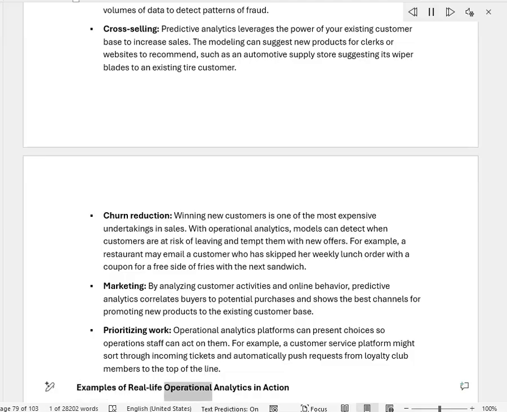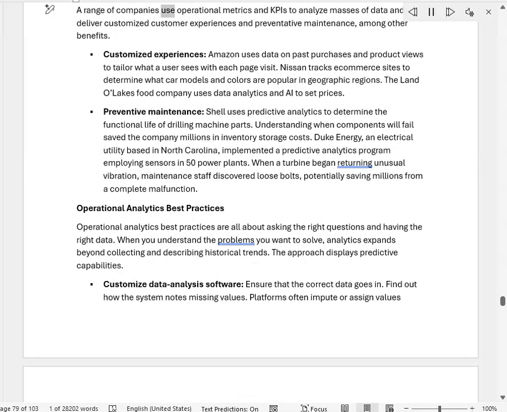Examples of real-life operational analytics in action. A range of companies use operational metrics and KPIs to analyze masses of data and deliver customized customer experiences and preventative maintenance, among other benefits.